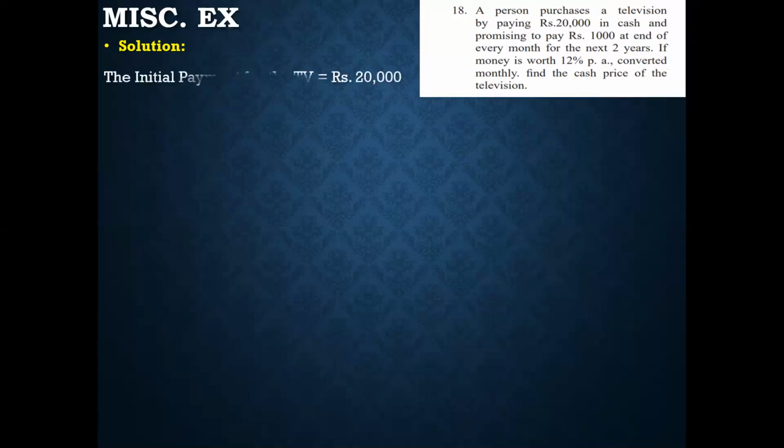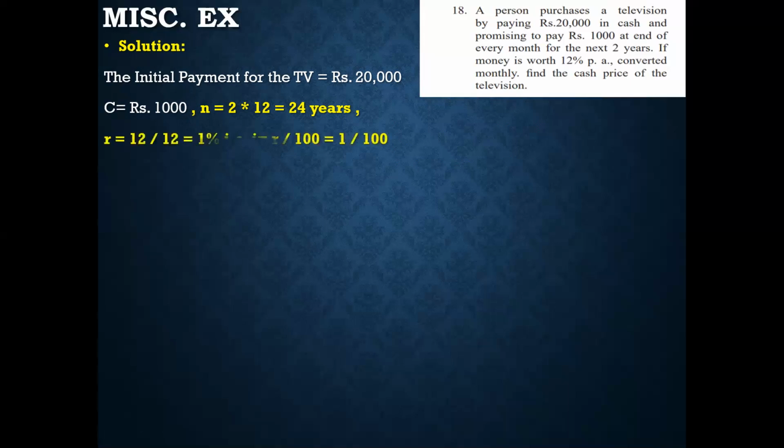Okay. So the initial payment for the TV, as I told you, is 20,000 rupees. At the end of every month he is paying, so C is 1,000 rupees. Now the word monthly is used. So remember class, n into 12 and r divided by 12 will happen. So 2 into 12, 24 years. Then you have r is equal to 12 by 12, that is 1%. So 1 divided by 100, 0.01, because he is paying monthly for the next 2 years.